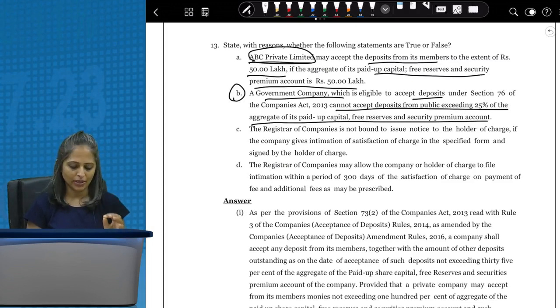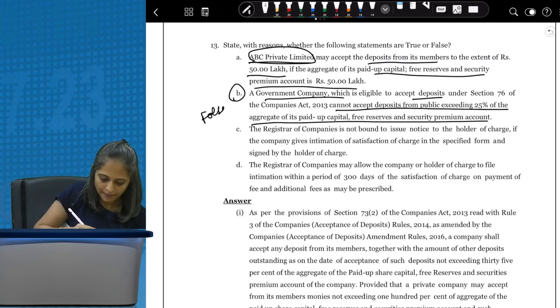This statement is saying it cannot accept more than 25% of the paid up capital, and hence the statement is false, because a government company can accept up to 35% of the paid up capital, free reserves and securities premium account. So this is false.